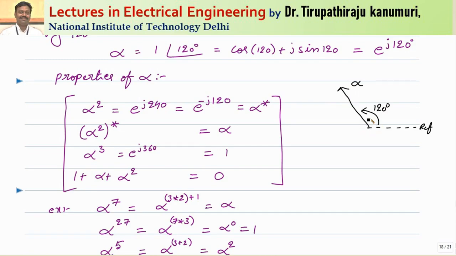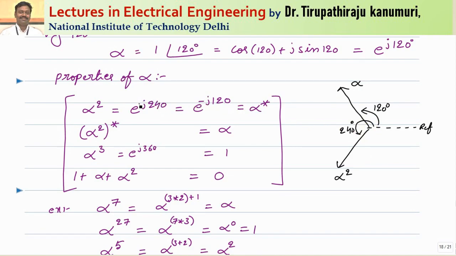If I am taking alpha square, it means I am shifting further by one more alpha. So this value will be alpha square. What will alpha square do? It is having a magnitude of 1 only, but shifted by 240 degrees. So now this alpha square, how much is it rotated? It is rotated counterclockwise by 240 degrees.